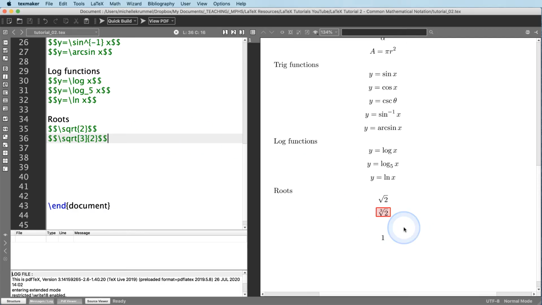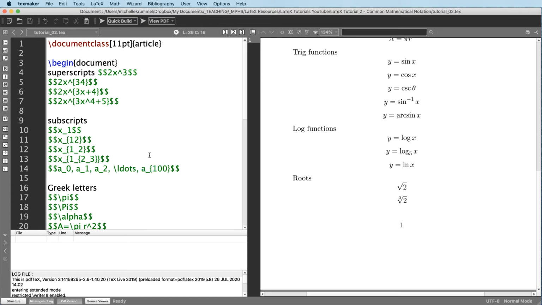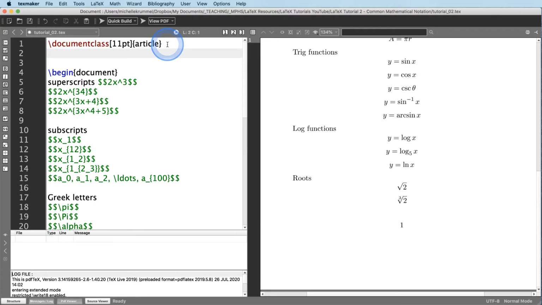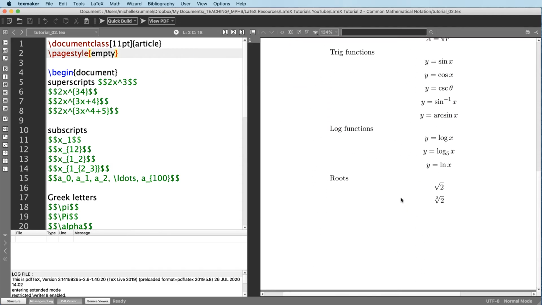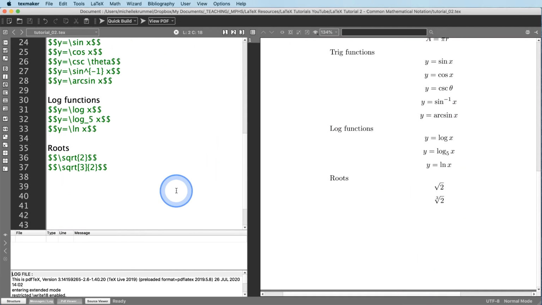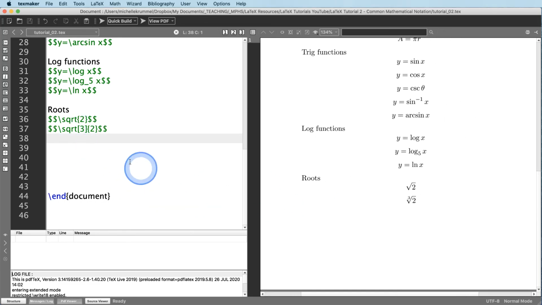Cube root of 2. Now this one down here is my page number. It's bugging me a little bit. So I'm going to go ahead and turn off the page numbers. And to do that, I'm going to scroll back up. And after document class, I'm going to type \pagestyle, curly brackets, empty. And I think that'll take care of that. So let me recompile. And then, yep, our page number is gone. So I'm turning that off just so that's not in our way. Okay, back to more roots.